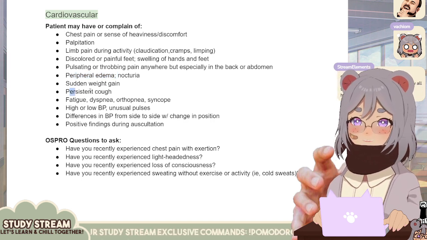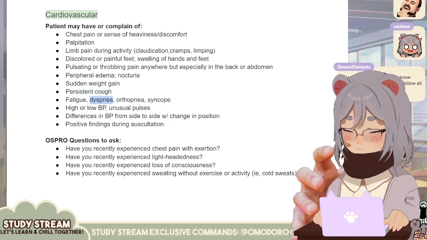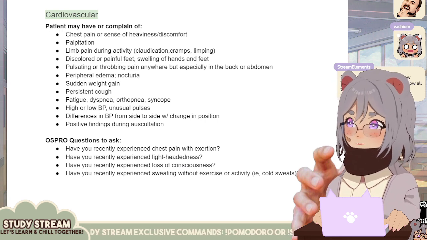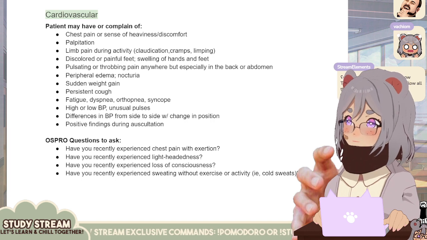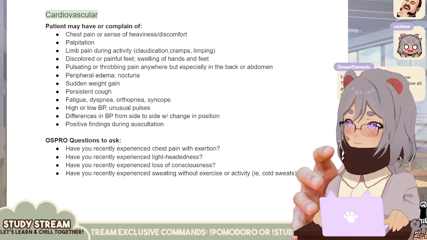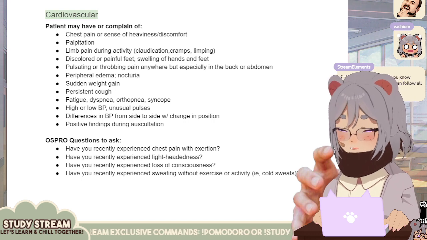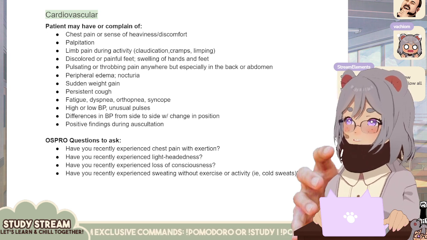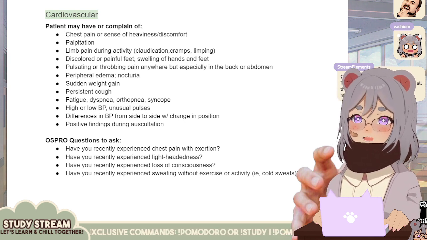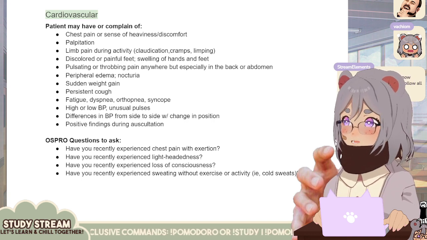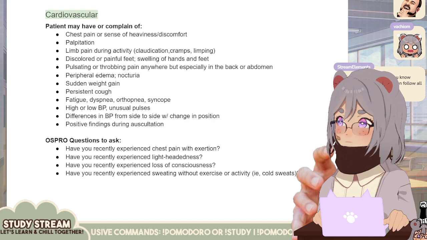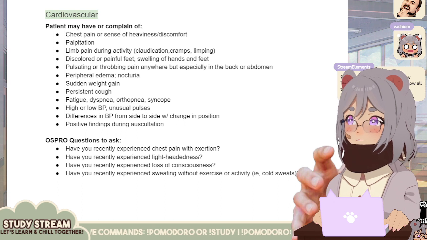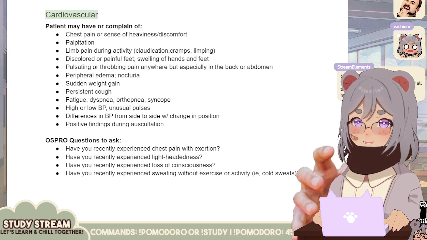Sudden weight gain, persistent cough, fatigue, dyspnea. Let me look it up. Dyspnea is difficulty or labored breathing. Orthopnea, which I think is when you have to be upright to breathe. Sorry, all the penias are messing me up. Orthopnea is a medical term to describe shortness of breath that occurs while lying flat and is relieved by sitting or standing.